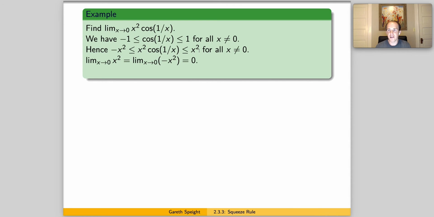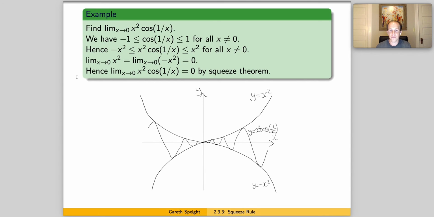The squeeze theorem says the middle function is squeezed in between, so the limit of the middle function exists, and it's equal to the common value. So it's equal to 0. Okay, so using this, we managed to find the limit of x squared cosine 1 over x.